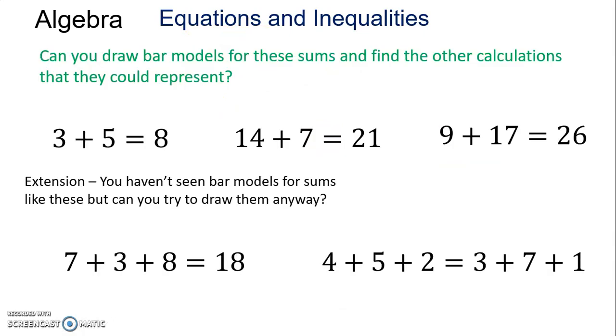Okay, so what I'd like you to do is pause the video and see if you can now draw out the bar models for these sums and then find the other calculations that they could represent. So in the case of the first 3, you'll be drawing out the bar models and then there will be 3 additional calculations in each case. And then the final 2, this is an extension. We haven't seen bar models for these types of sums, but I'd like you to see if you can have a go at drawing them out anyway, and see if you can find some alternative calculations.